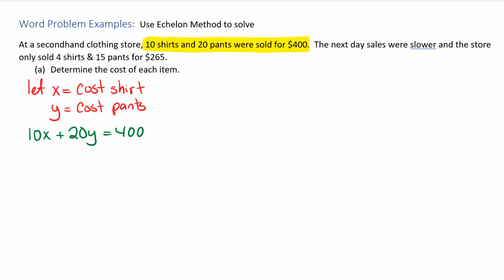I've got another set of data here. We have 4 shirts and 15 pants.